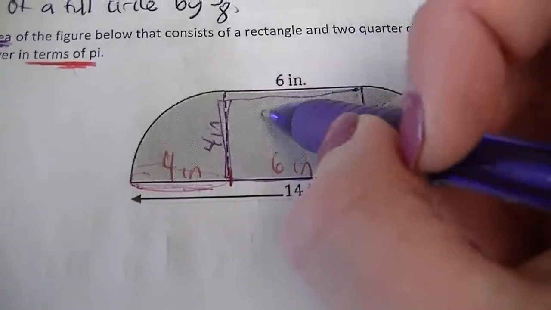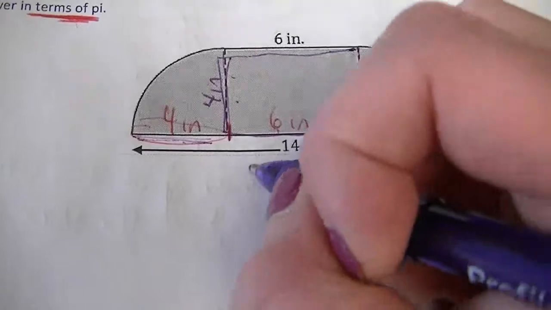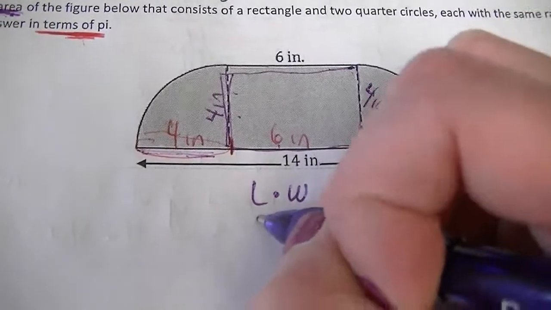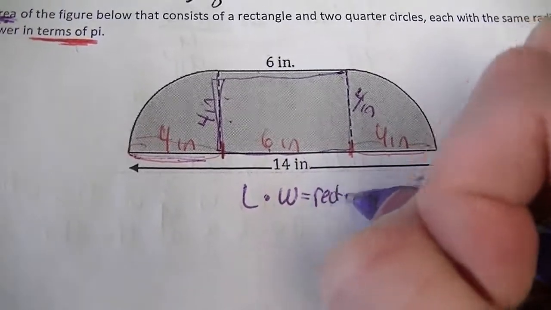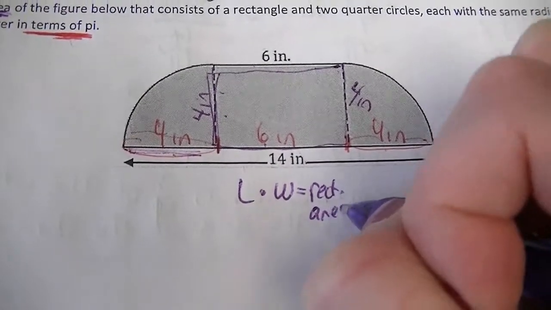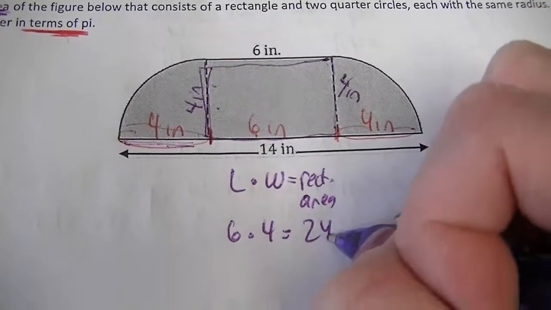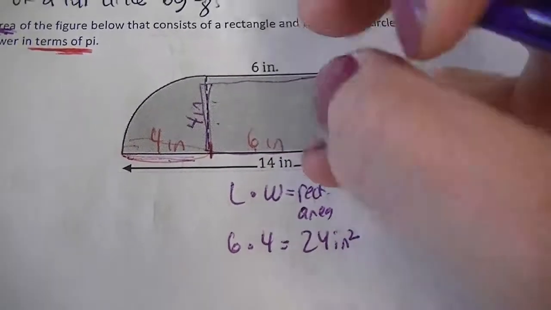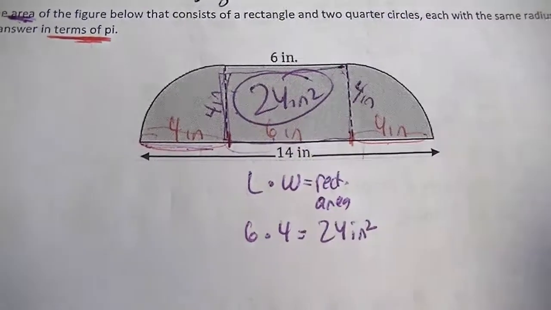Okay, so length times width, 6 times 4 for the area of a rectangle. 6 times 4 gives me 24 inches squared. So I'm going to put that right in there. 24 inches squared is the area for just this part, okay?